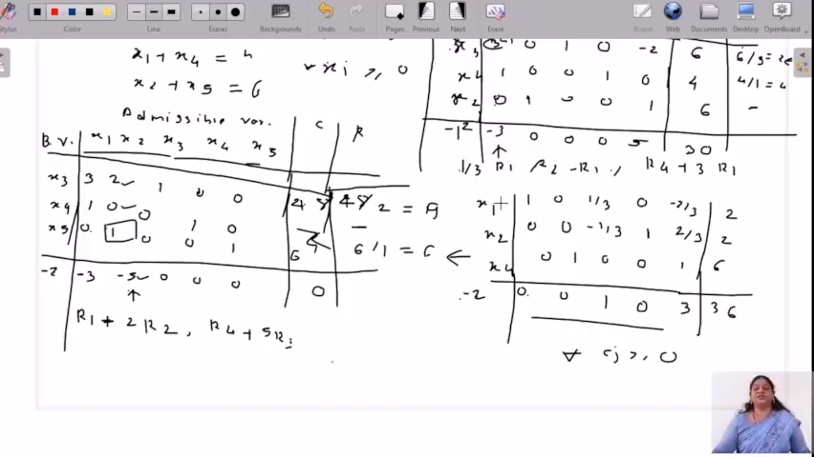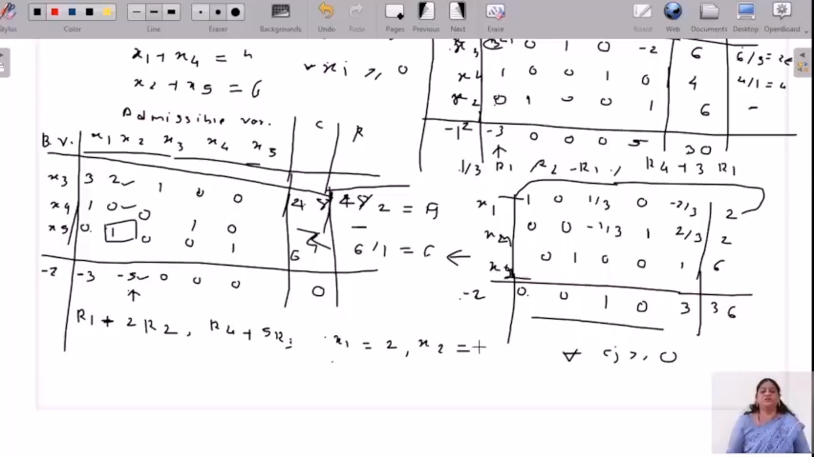See in this direction, x1 is 2, x2 is not x2, here is x4, x3, x4 and x2. x2 is 6. Solution is x1 is equal to 2 and x2 is equal to 6.